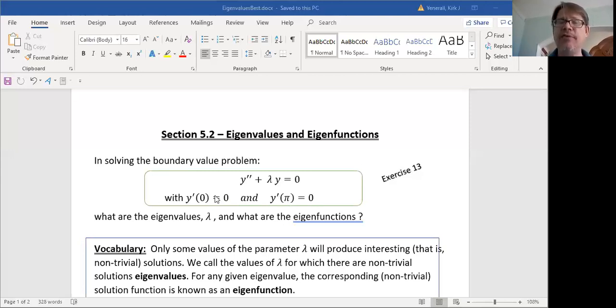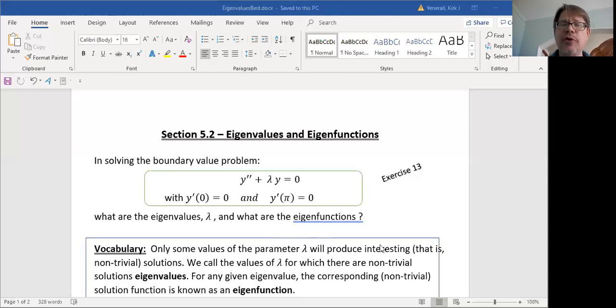So we have a pair of boundary conditions here, and we have a second order linear homogeneous differential equation with constant coefficients where there is a parameter lambda involved here. Now the question is, for which values of that parameter lambda do there even exist interesting solutions? There may be some values of lambda, some numbers, for which that differential equation has no interesting solutions at all.